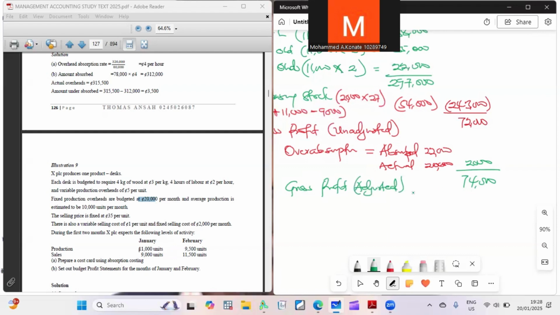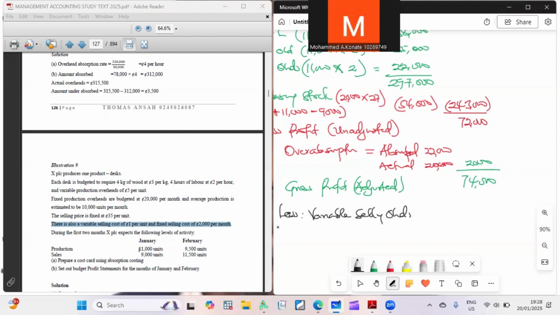The last thing we need to do is to less all our non-production overheads, all the non-production overheads that we have in the question. So if you look at the question, did it give us any non-production overhead? There are other variable selling costs. There are also variable selling costs. Selling is not production, so that is one. And a fixed selling cost is selling. It has nothing to do with production. So these are the things we will less. So you will less selling variable or variable selling overheads.